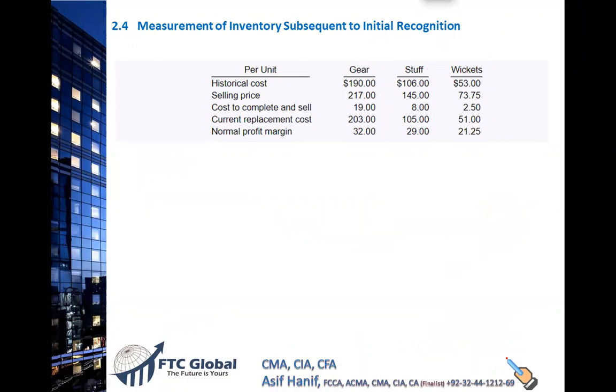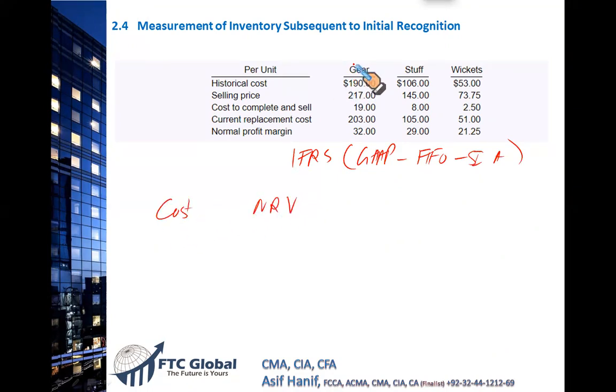Now, let us do the same. Let's say it was under IFRS, or even under US GAAP, but for FIFO based inventory, specific identification, or the weighted average, anything other than LIFO and the retail method. What we are going to do is just compare our cost with NRV in each case. Let us do it for gear. I'm going to apply now the lower of cost and NRV method. LCM is done. For the first item, the cost is 190. The NRV is 217 less 19, it's 198. So in the first case, your cost is still lower than NRV.